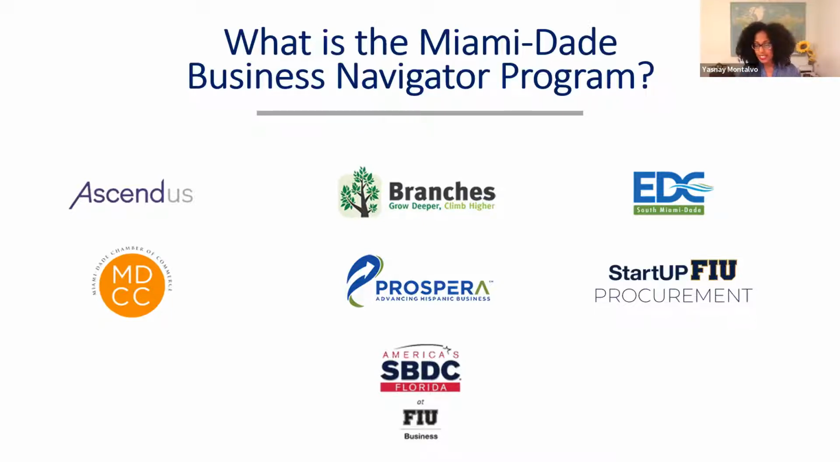Ascendos, Branches, all of these organizations, in a way, have their own niche and their own specific services, from lending to technical assistance to consulting on the specific areas. And you can all benefit from the collaboration and the combination of the services we provide as we're working together in this initiative.